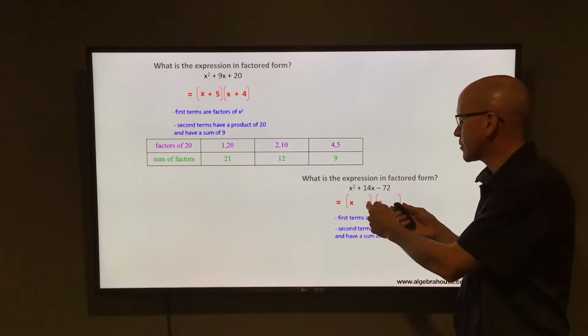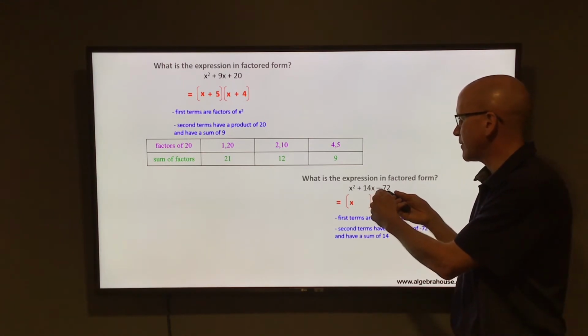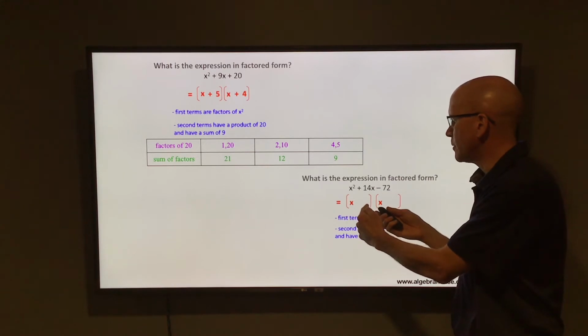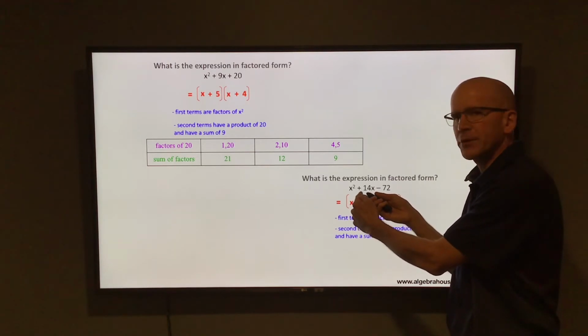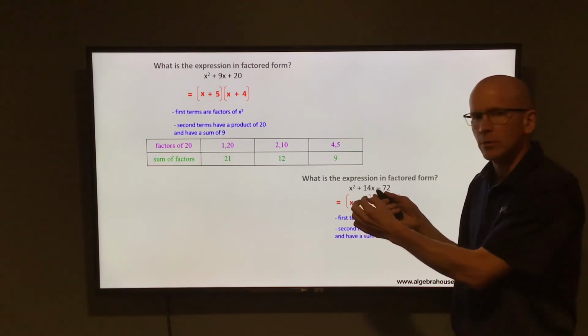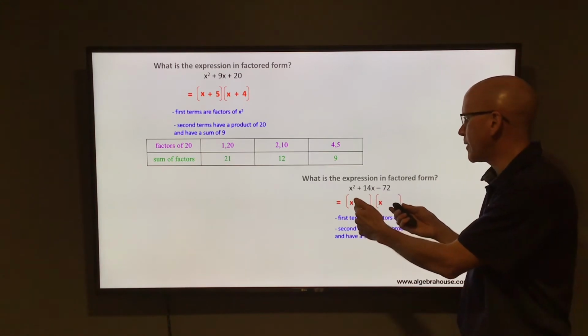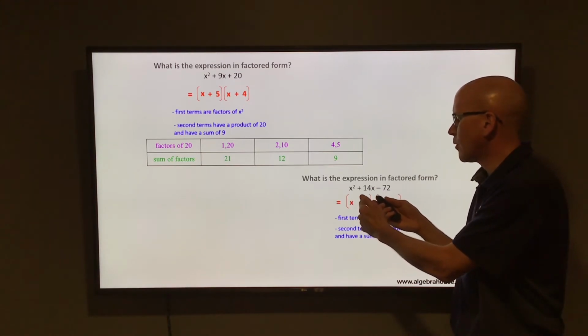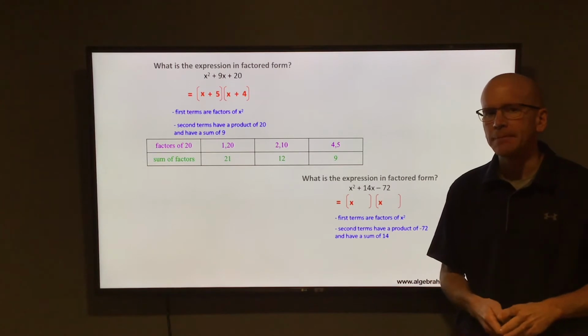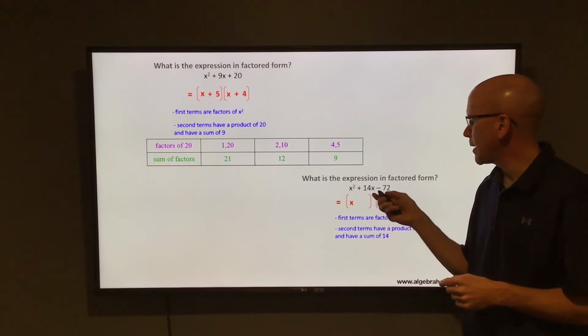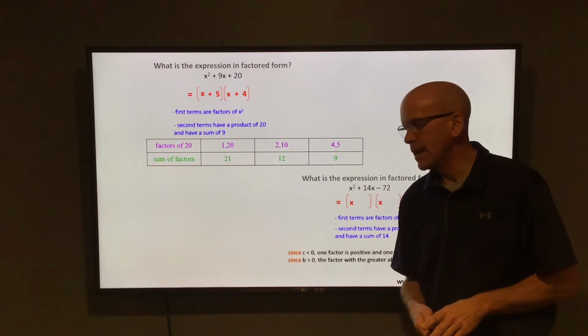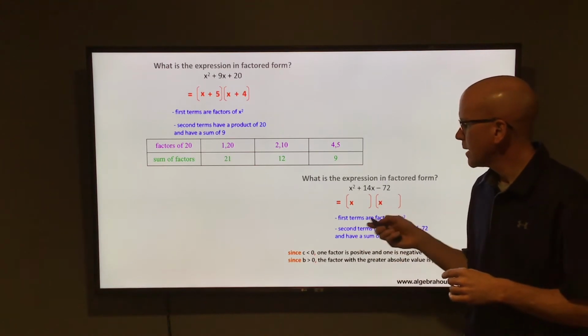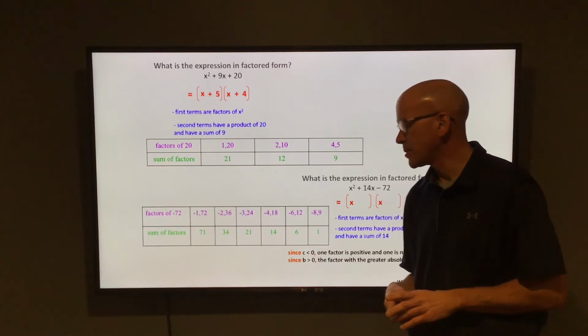Because the last terms multiply to make negative 72, then the outer and the inner terms will add together to make 14x. So think about the coefficients of those outer and inner terms of the FOIL method. The outer and inner terms, the coefficients will add to make 14. So you're looking for two numbers that multiply to make negative 72 and add to make 14. If you aren't sure, list factors of 72 or negative 72.